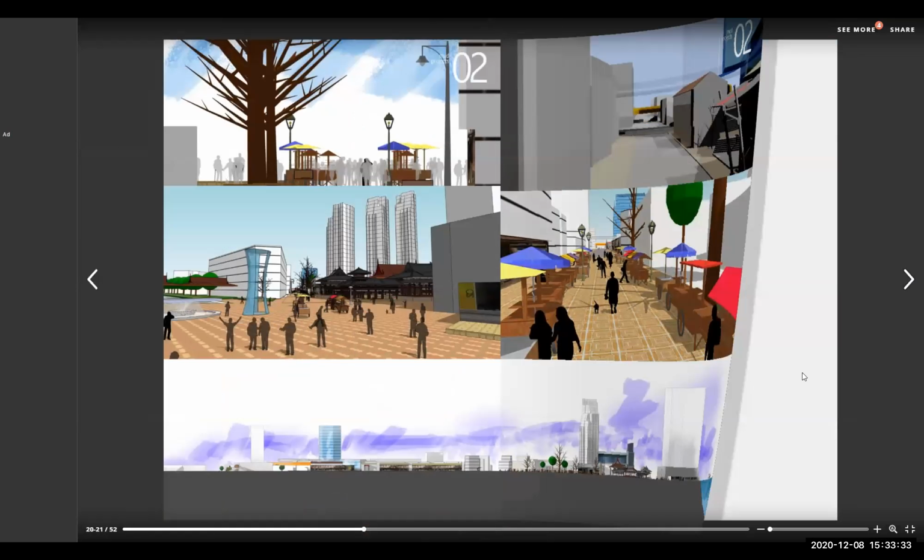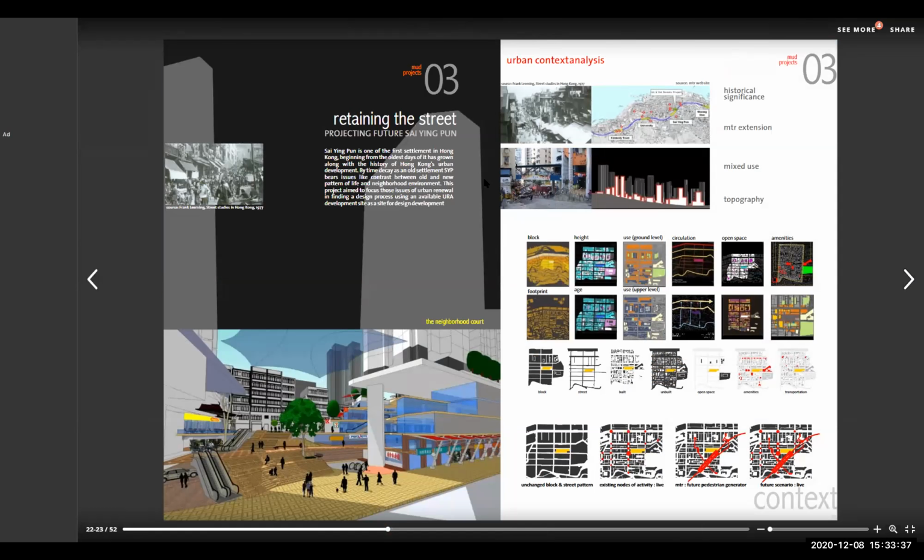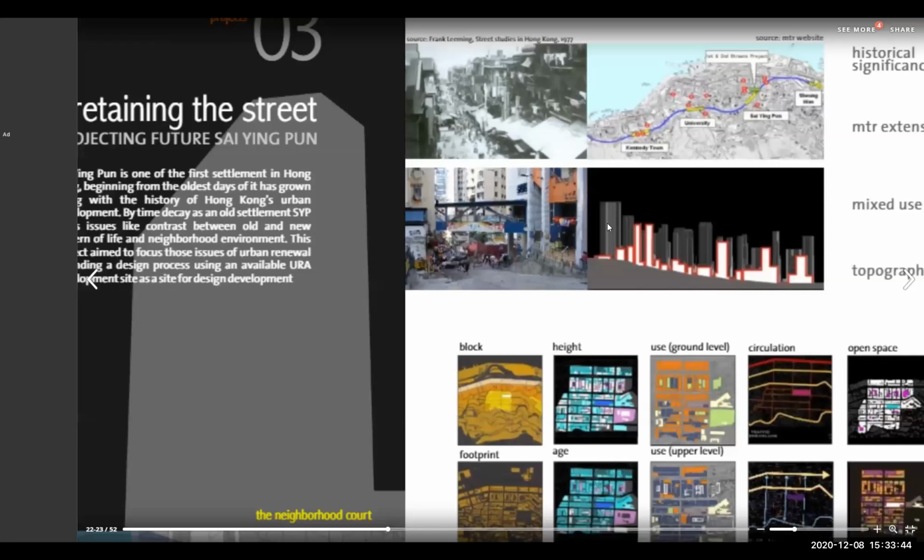Now, I bring you to another project. This time it was Sai Ying Pun, in Hong Kong, and it's the first project we did. Again, Sai Ying Pun, all of you know, right? So we got a project site. This was the first time we did a project.